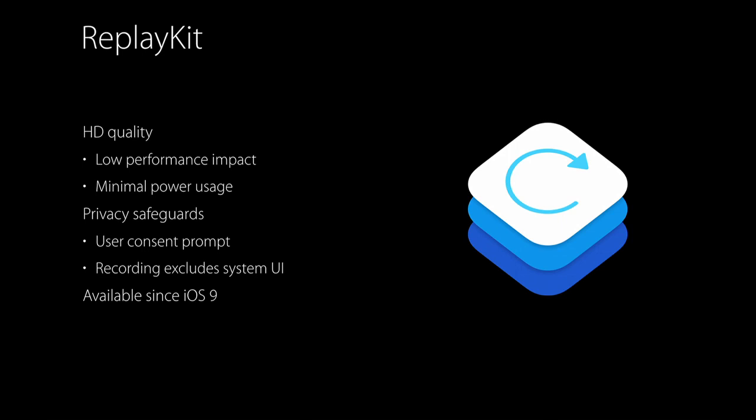Here at Apple, privacy is very important to us. So we have implemented some privacy safeguards. For example, we present a user prompt before recording begins, so users can give permission before recording their gameplay. Furthermore, recordings will exclude system UI, including notifications. Therefore, when you receive a text message while you're playing a game, that message is not going to be recorded. Finally, ReplayKit was made available in iOS 9.